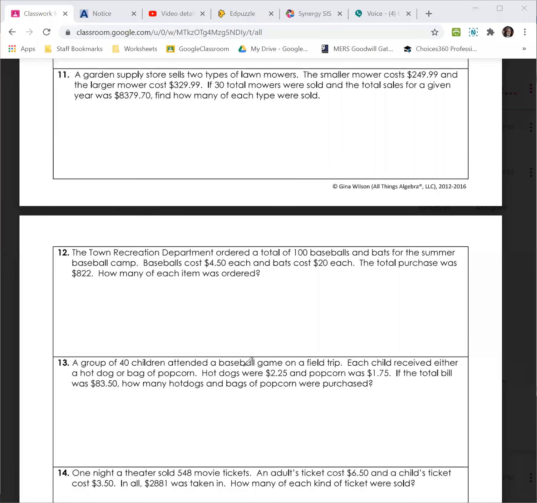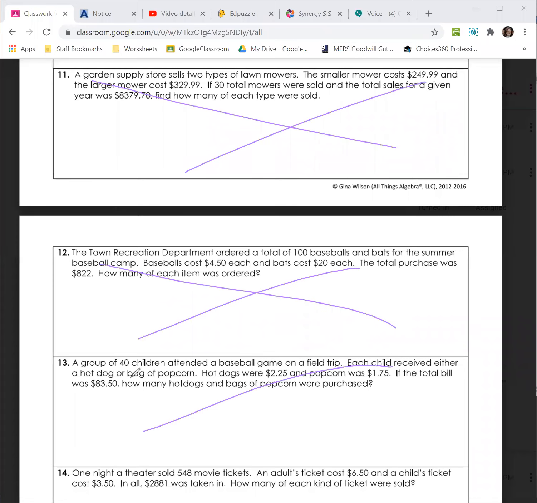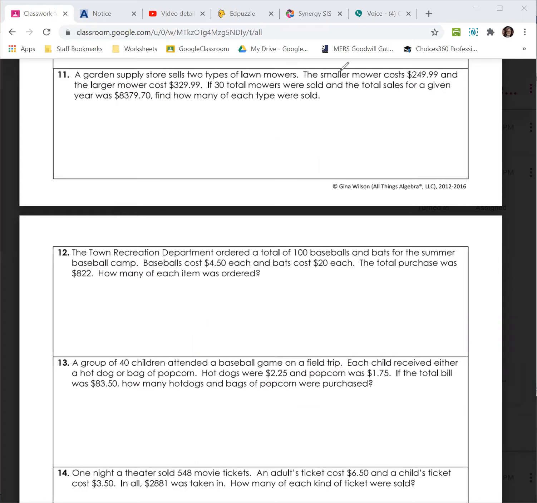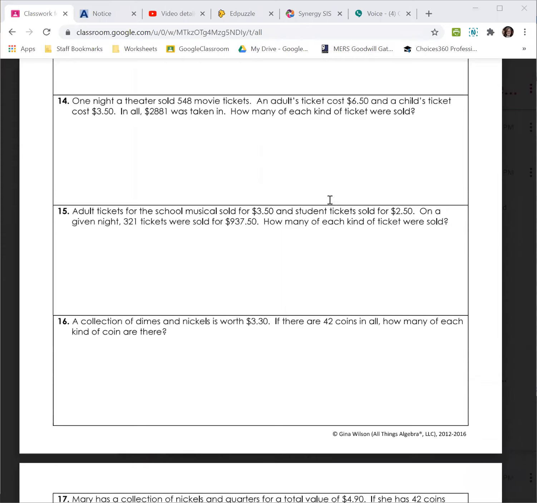Okay, guys, so I'm going to X out 11, 12, and 13. I know that these take a little longer, so I don't want to assign you all of them. So you don't have to do 11, 12, or 13. Let's go ahead and move on to 14.